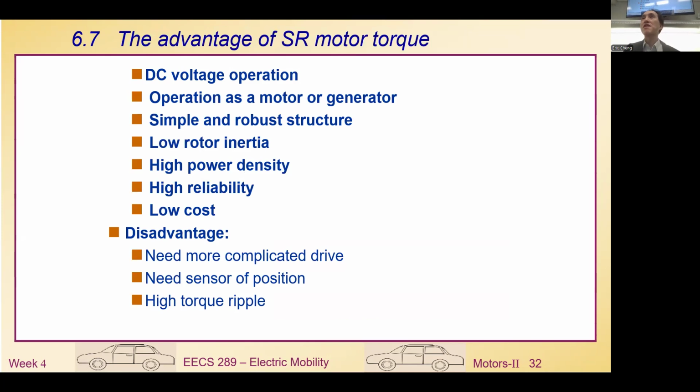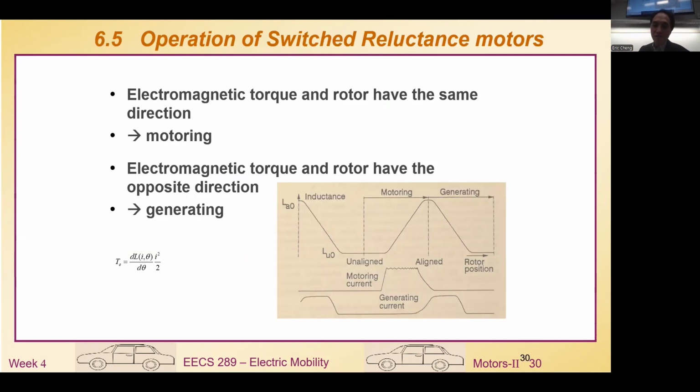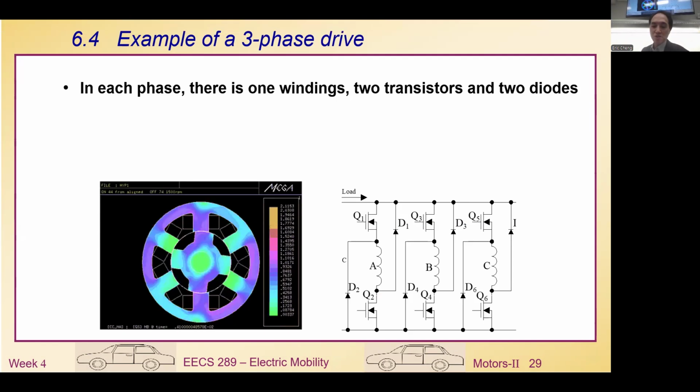But we do have disadvantages. We can't have perfect conditions for everything. The disadvantage is that we need a more complicated drive. Why do I say more complicated? We still need two transistors for the inverter, right? Why do you say more complicated drive? Anybody can give me a hand? Why does it become more complicated? Do you think this drive is more complicated? Let's look at it again. Do you think this drive is more complicated?